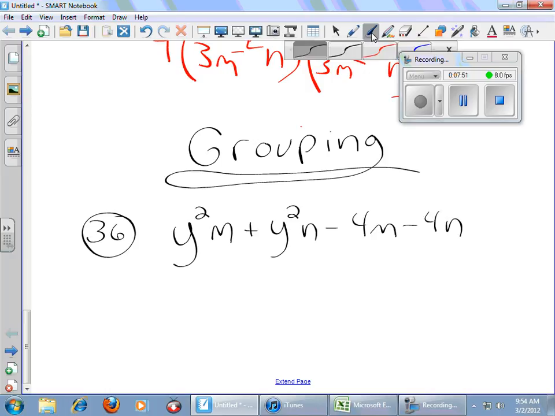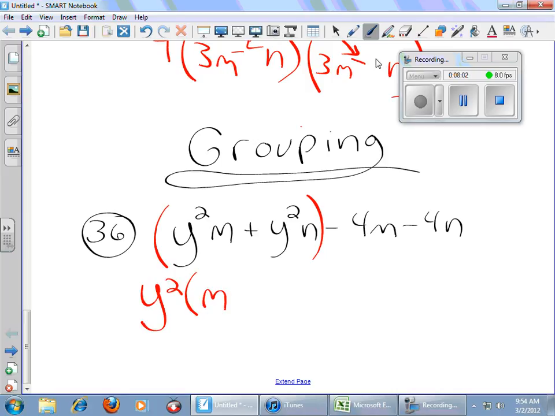Remember to group. I have to have a GCF in each pair. So I want to put these first two together. Do I have a GCF? I sure do. I have a y squared, leaving a y squared times the quantity of m plus n, right? When I group the second two, I've got to grab that negative. That negative belongs to the 4, this negative right here. And then I put a plus between.